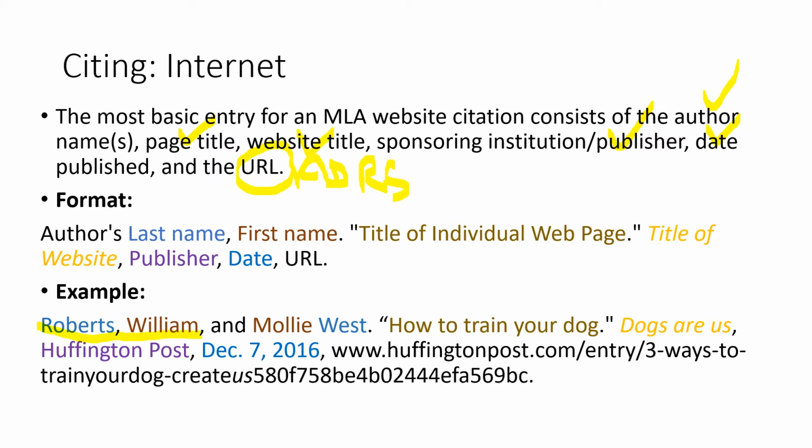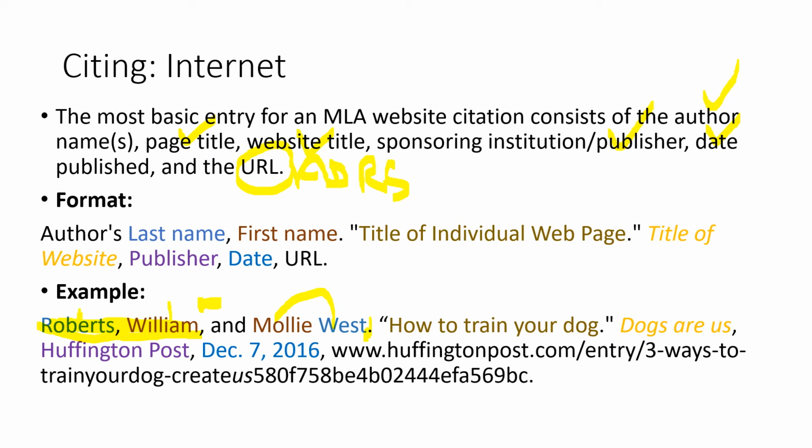Roberts William, who's my author, his name is William Roberts. Okay, so it would be Roberts, comma, William. And Molly West. If we had only William Roberts as an author, we would have a period here. But because I have two authors, I still wanted to show you. You don't inverse the second one here. So you have Roberts, comma, William, comma, and Molly West, period, important.